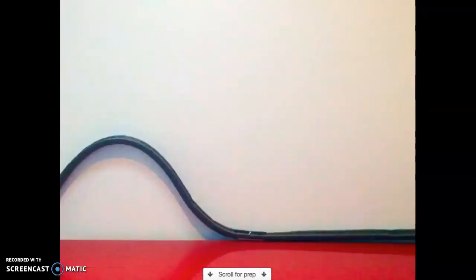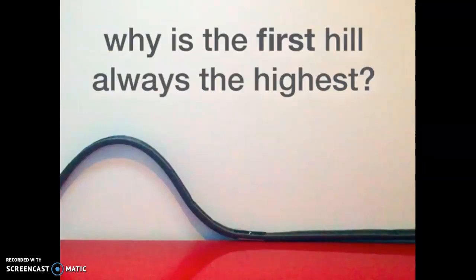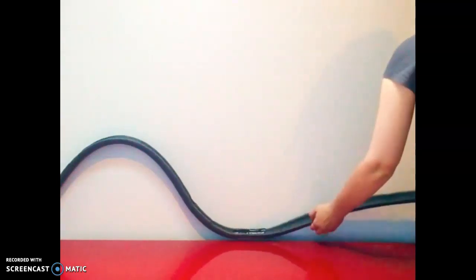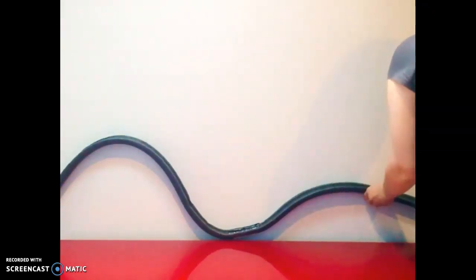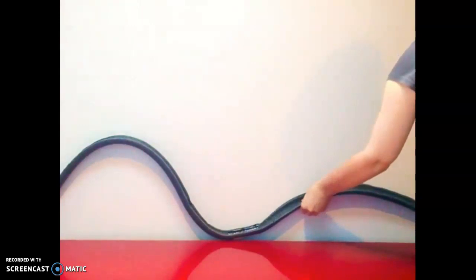Here at Mystery Science Labs, I'm setting up a model roller coaster to figure out, why is the first hill always the highest? Right now, I've only built one hill, the first high hill, so I still need to make the second hill. I'm going to make this hill lower than the first one, just like a real roller coaster. Alright, so let's see what happens when I drop a marble off the first hill.